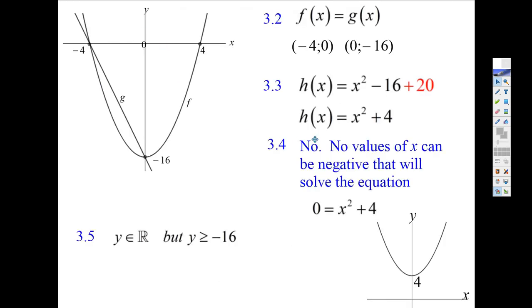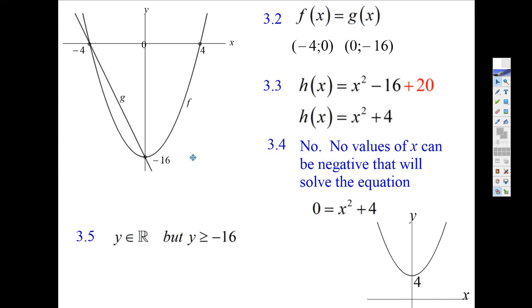Now let's try some of these questions. They say, using your graph, where does the parabola equal the line? Where do they cross each other? Where do the points work in both functions? Where do they cross each other? Well, I see they cross at (-4, 0) and (0, -16). I can just look at my graph and see that.